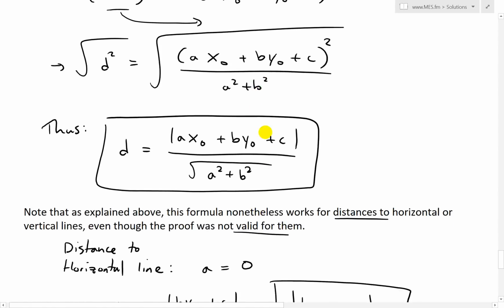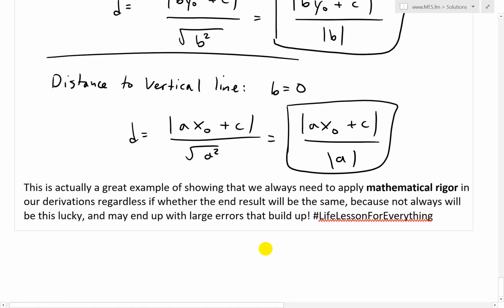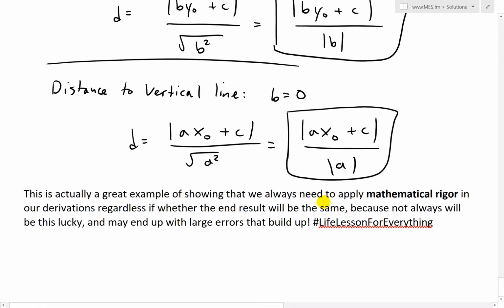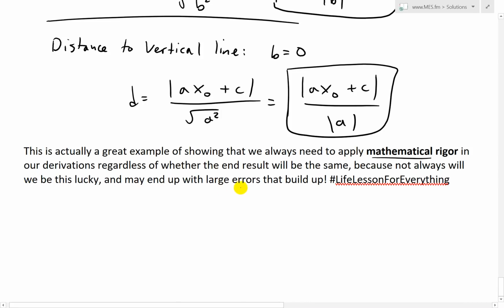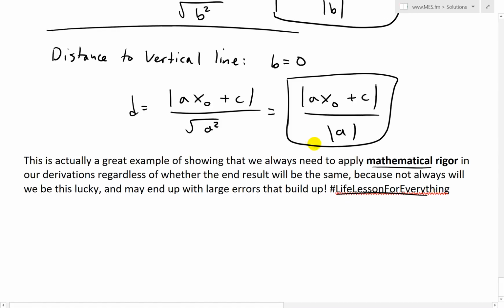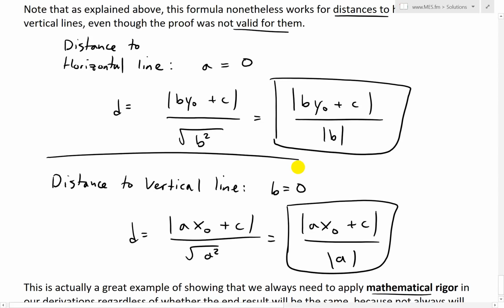And I have one more note here. So this is actually a great example of showing that we always need to apply mathematical rigor in our derivations, regardless of whether the end result will be the same, because not always will we be this lucky, and we may end up with large errors that build up. Hashtag life lessons for everything. That's the thing with math. You need to be rigorous.